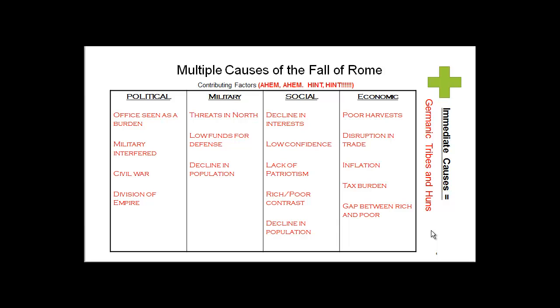So we're going to look at the political reasons, the military reasons, the social reasons, and the economic reasons inside of Rome. But then we're also going to look at the immediate cause of outside Germanic tribes and the Huns at the gate. So let's start with the political reasons.